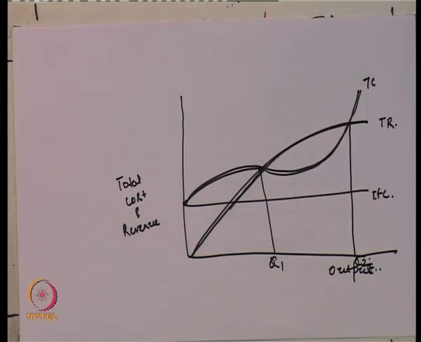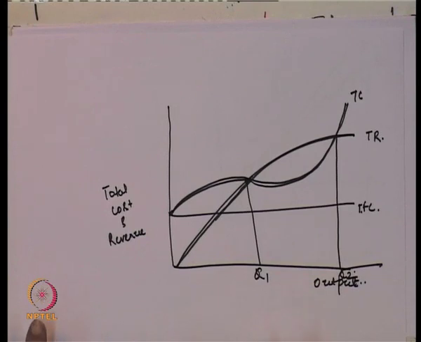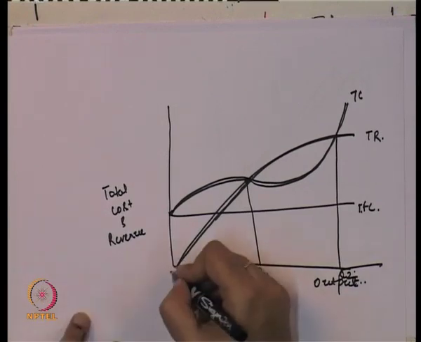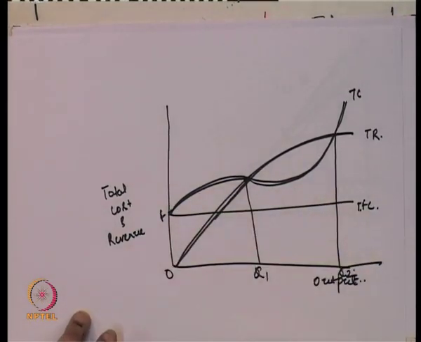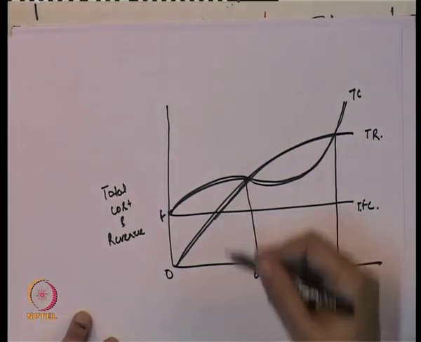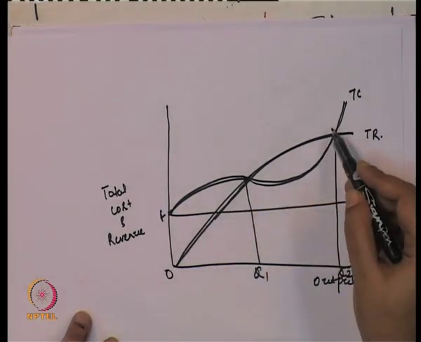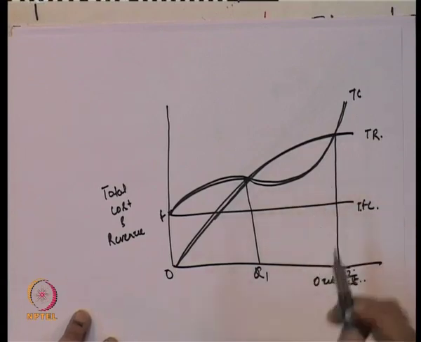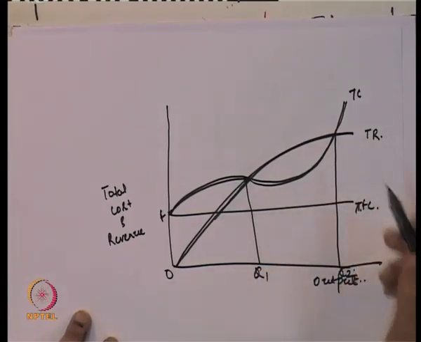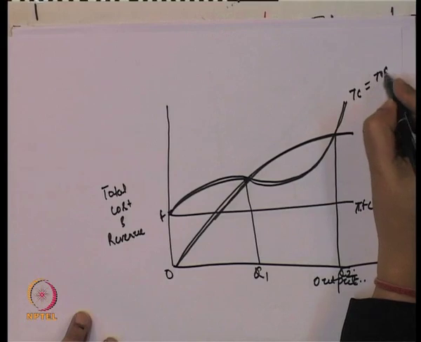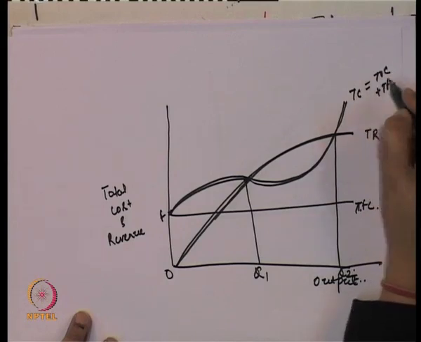Okay. So, here the total fixed cost line shows the fixed cost at OF, this is fixed cost, and the vertical distance between total cost and total fixed cost measures the total variable cost, because this is the total fixed cost and total cost is always the summation of the total variable cost and total fixed cost.